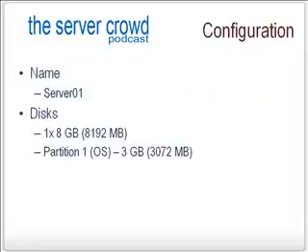So the first server that we're going to build is going to have a configuration as such. Its name is going to be Server 01, and it has one disk in it in the virtual environment of 8,192 megabytes or 8 gigabytes. And we're going to partition it. No matter what your physical disk size is, we're going to partition the first partition where the operating system gets installed. That's only going to be 3 gigabytes or 3,072 megabytes. Okay, and that's important because we're going to use the rest of that space later on in a different lab.